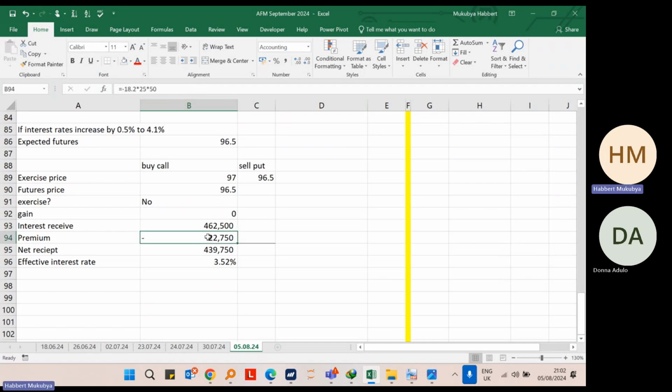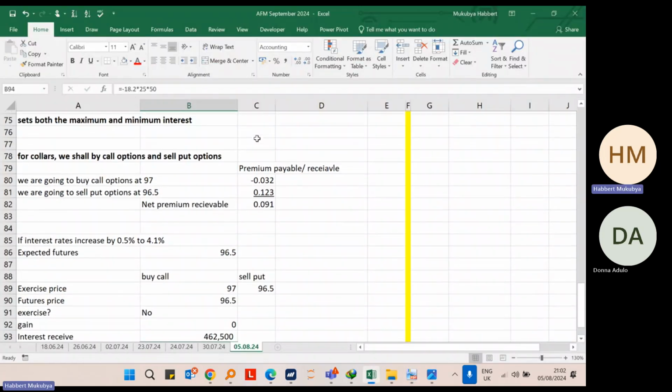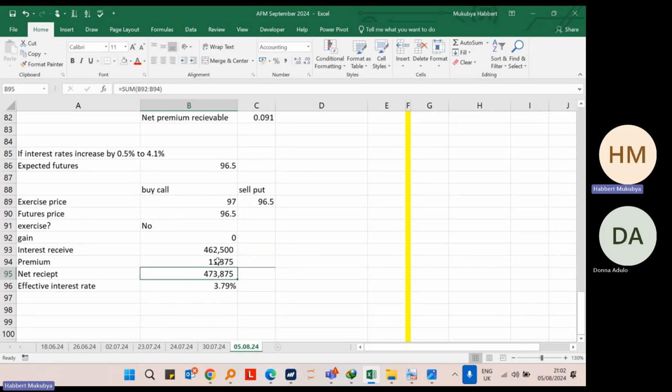But now the premium is not going to be 18.2, because we said the premium is actually now 9.1, and it's not even negative, it's a receipt. So 9.1, that's the purpose of having that collar. So the premium becomes a gain on our side. And then therefore the net receipt becomes 473.